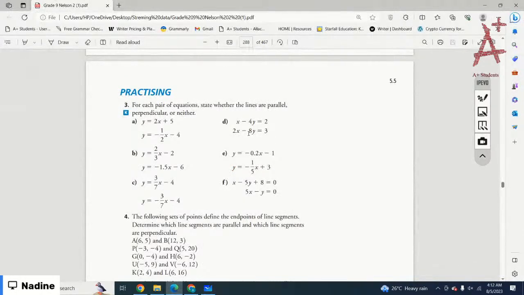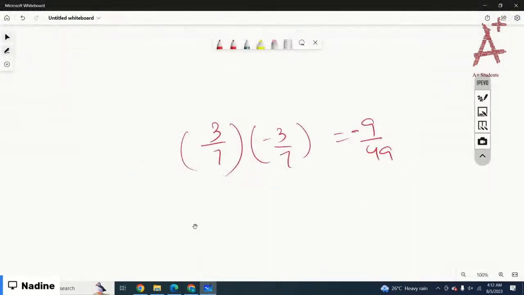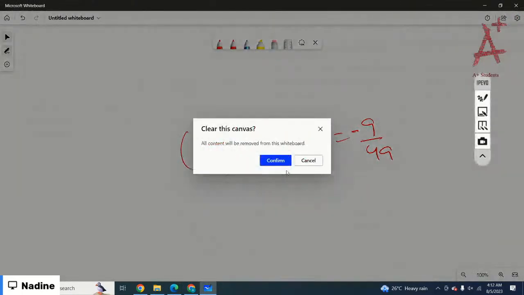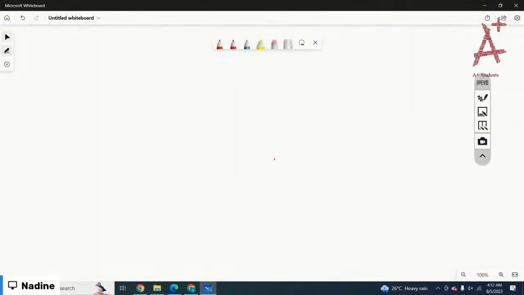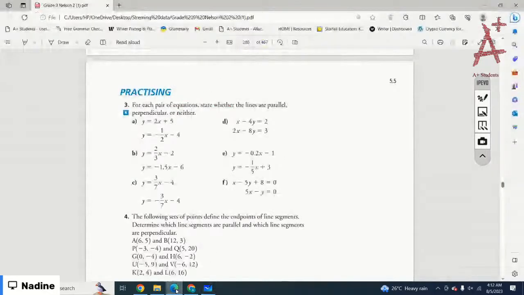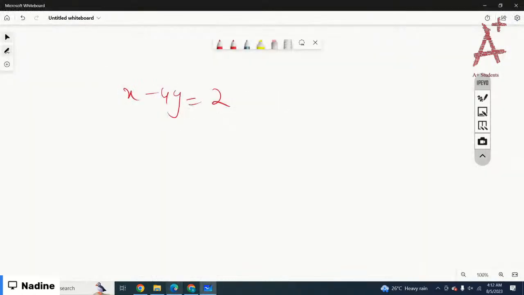Okay, let's look at part D. x minus 4y equals 2, and 2x minus 8y equals 3. First, just rewrite the equations in this form, y equals mx plus b, right? Isolate the y from here.